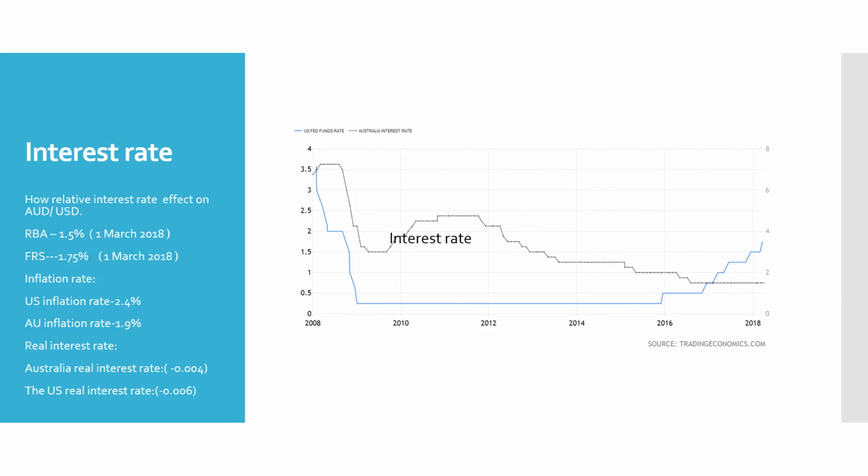According to the Fed, the US fund rate is 1.75%. The key interest rate in Australia is 1.5%, and this has been the case since March 2018, which means that the nominal interest rate is lower in Australia than in the United States. However, taking into consideration the inflation rate of both economies, we can say that the real interest rate is lower in Australia than in the United States. And now we will show you in the diagram how this affects the exchange rate.